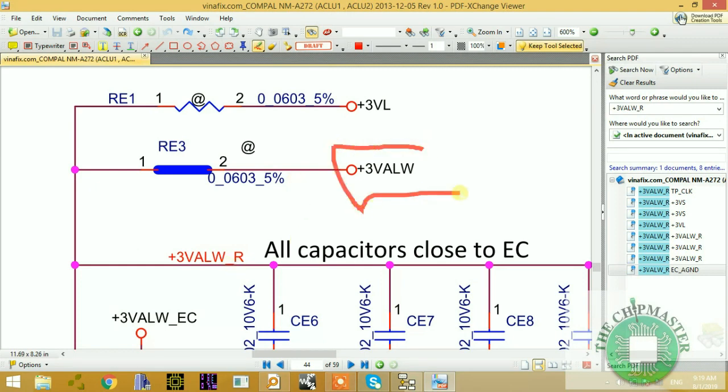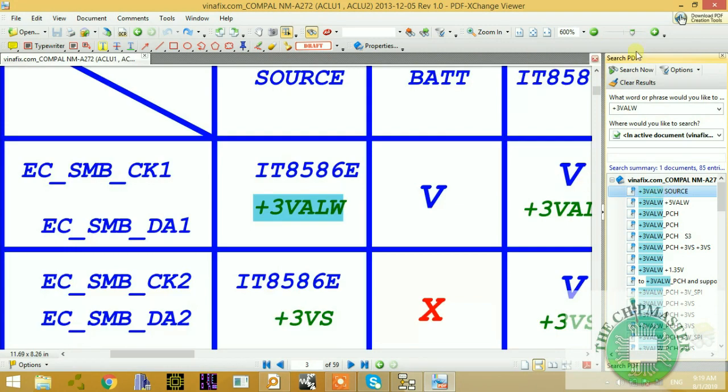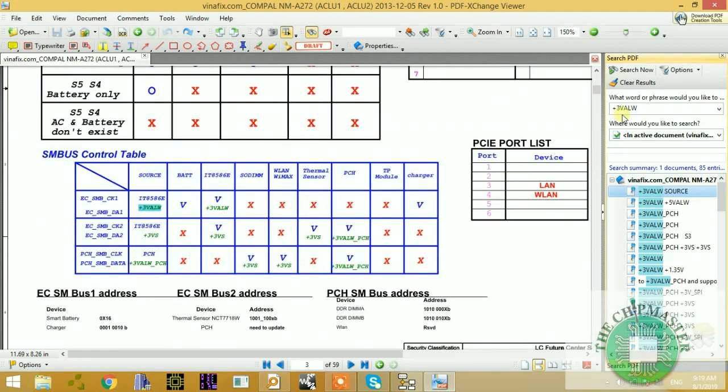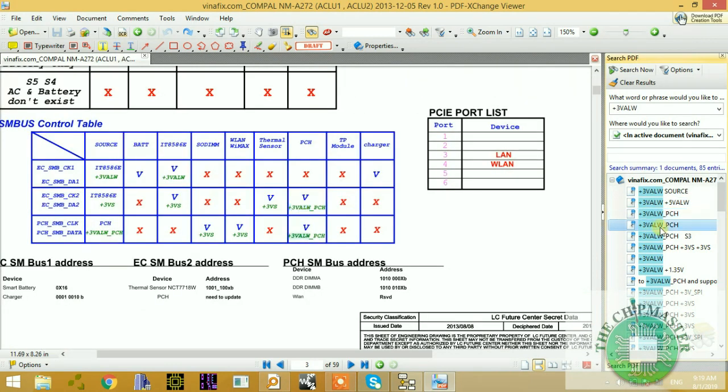So this is our standby voltage, 3 volt always. Let's copy this signal and see where it's coming from. Paste. Alright, so this signal is going to many places, as you can see. Plus 3 volt PCH, that's that.